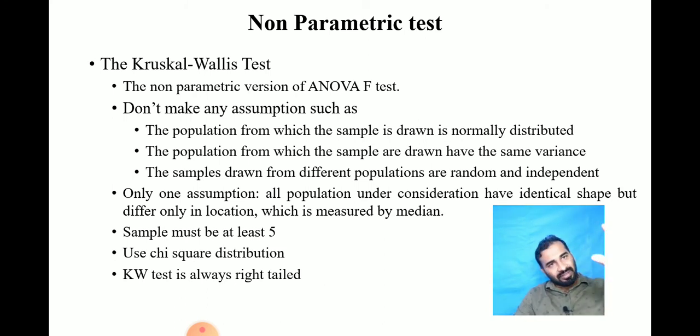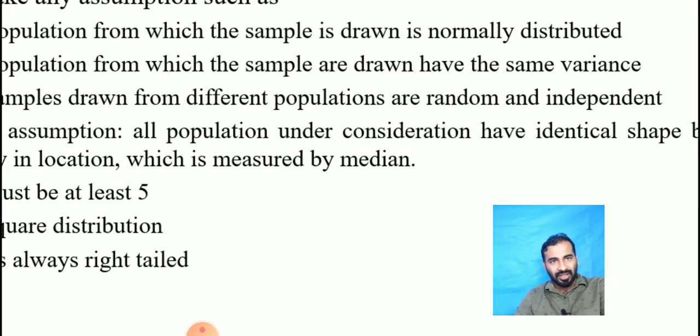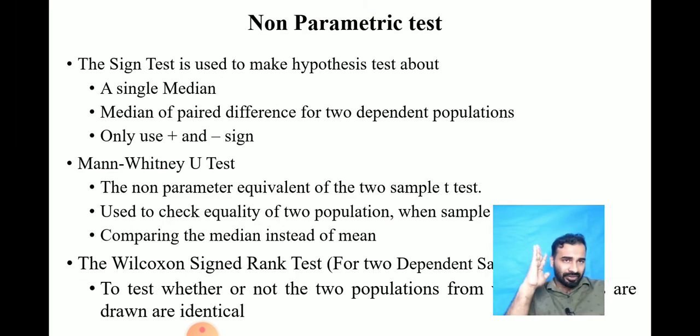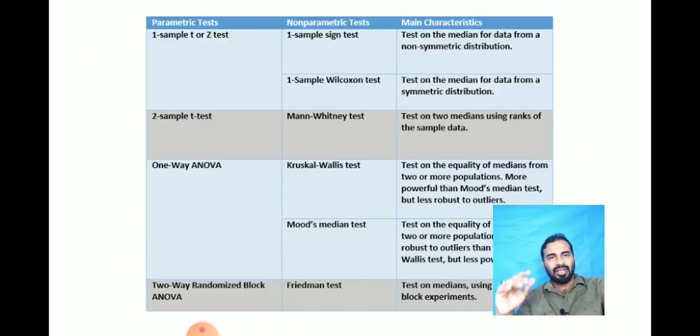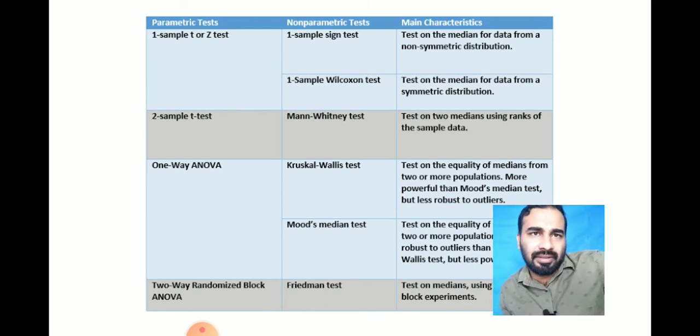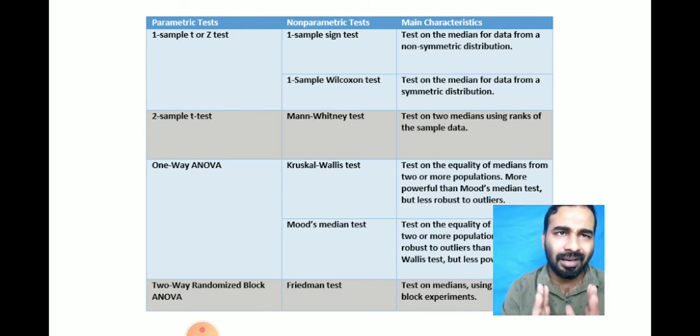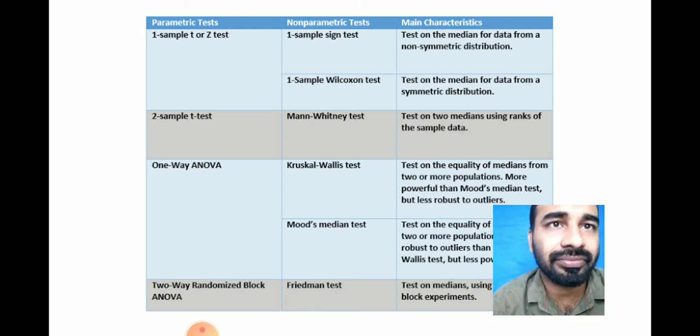The Kruskal-Wallis test uses the chi-square distribution, and it is always a right tail test. Clear? So we have discussed 4 tests: sign test, Mann-Whitney U test, Wilcoxon sign test, and Mann-Whitney U test. Clear? Now we can compare the parametric and non-parametric tests.